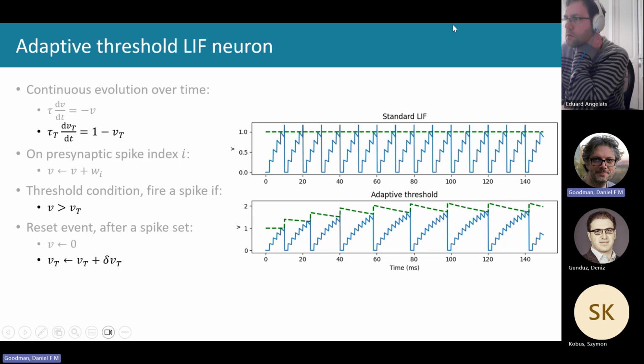So it decays back to its resting value with some time constant. After a spike, as well as setting the v value to 0, you increase the vt by some fixed constant, right? That's this jump here. And your threshold condition, instead of being that v has to be bigger than 1, is that v has to be bigger than this vt. So again, we can always write the equations in this standard tabulated form.